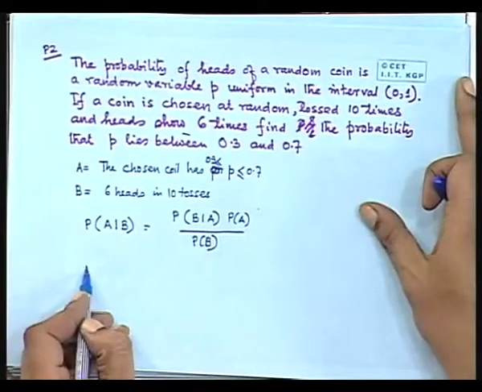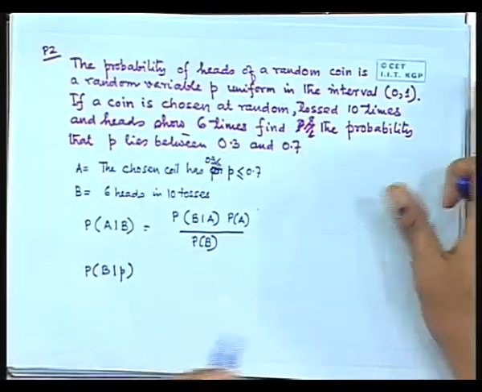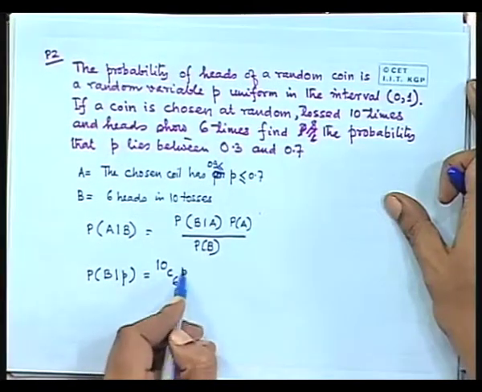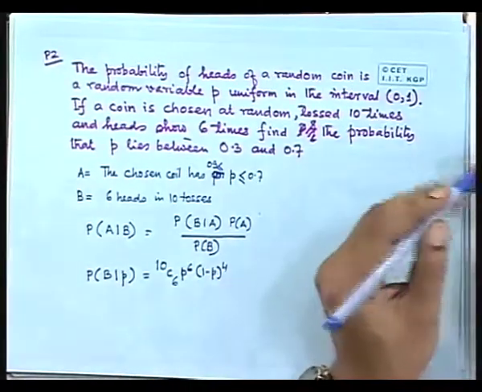First of all, let us find out the probability of B given p. If we are told that the coin you have chosen has probability p, then what is the probability of B? It is Bernoulli trials. So it is 10 C 6, p to the power 6, (1 minus p) to the power 4.